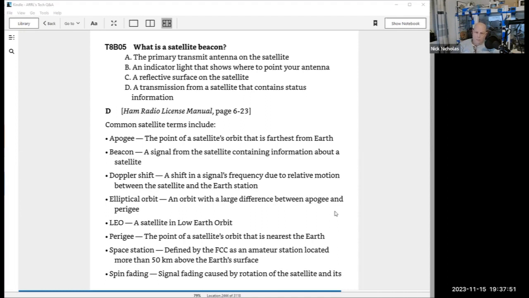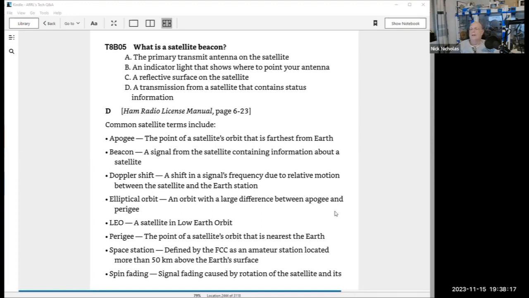A beacon is the information that the satellite's telling you about itself, its condition, its health, and its status. Doppler shift is a shift in frequency caused by the relative motion between an object in motion and another object. In this case, you and me on the Earth and the satellite moving overhead.